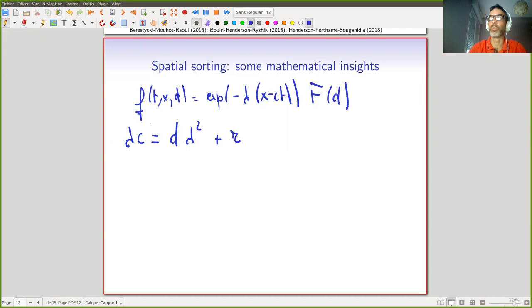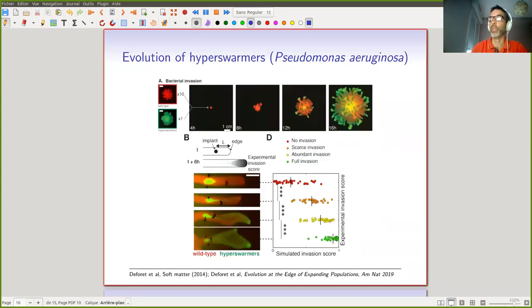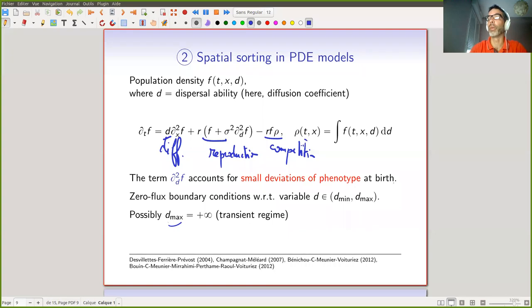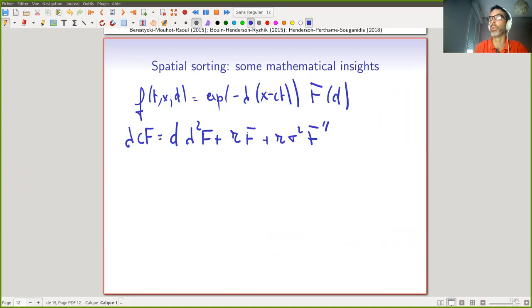This is times F, this is times F, this is times F. And then I have r times F, plus sigma squared times F second here. So two derivatives, because in my model the variation is in the d direction. So when I put my hands on it, I have two derivatives in F. And this is with a no flux boundary condition.